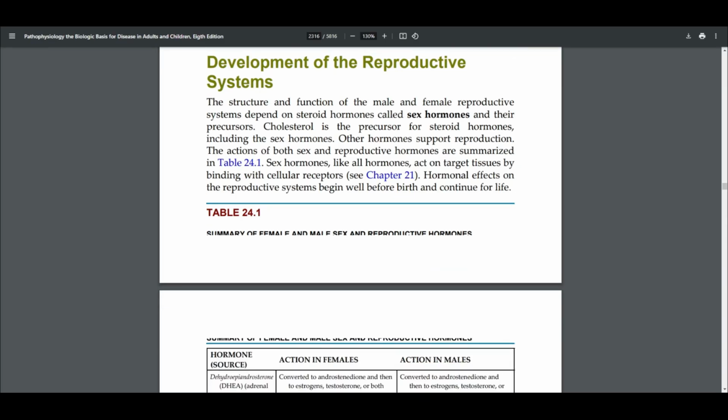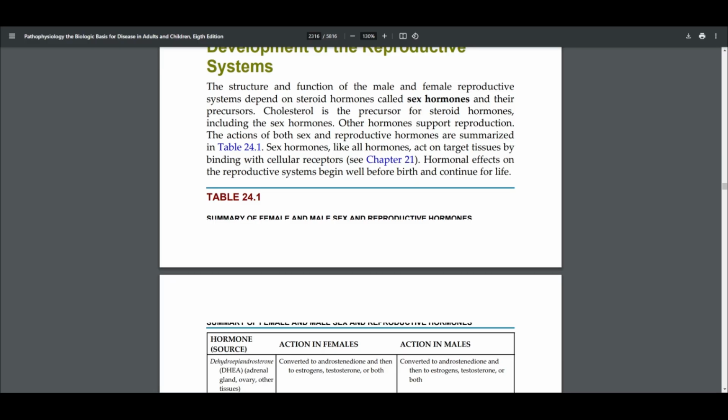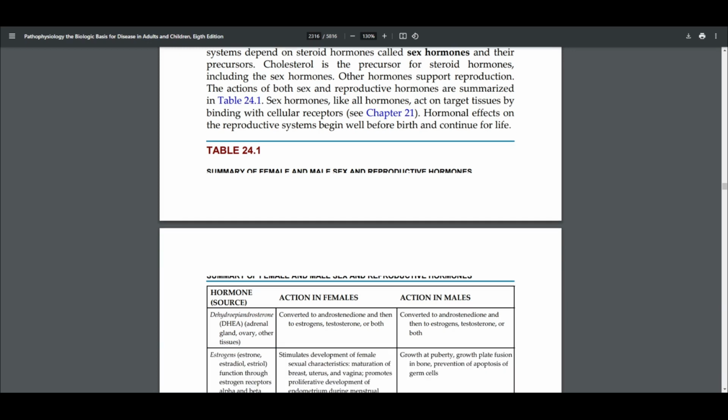Development of the reproductive systems. The structure and function of the male and female reproductive systems depend on steroid hormones called sex hormones and their precursors. Cholesterol is the precursor for steroid hormones, including the sex hormones. Other hormones support reproduction. The actions of both sex and reproductive hormones are summarized in the following table. Sex hormones, like all hormones, act on target tissues by binding with cellular receptors. See Chapter 21. Hormonal effects on the reproductive system begin well before birth and continue for life.